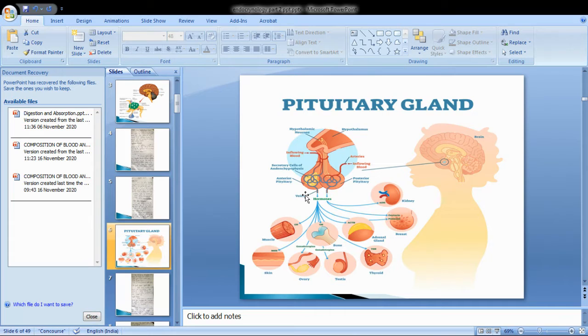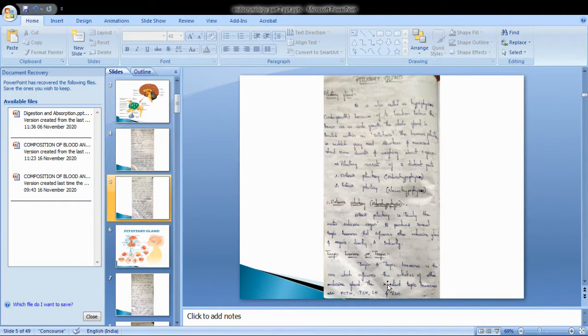Let us discuss tropic hormones, or tropins. A tropic hormone is one which influences the activities of other endocrine glands. See here, the important tropic hormones are adrenocorticotropic hormone, thyroid stimulating hormone, and luteinizing hormone.